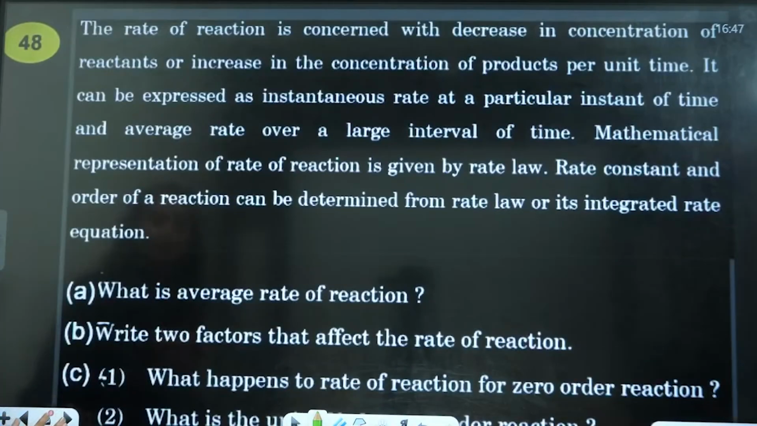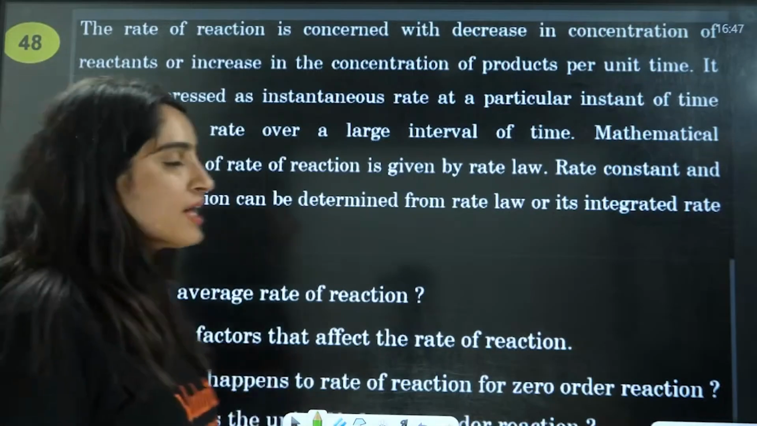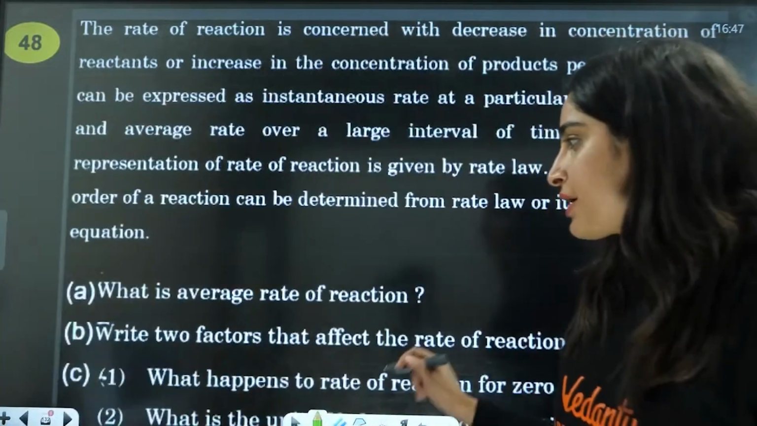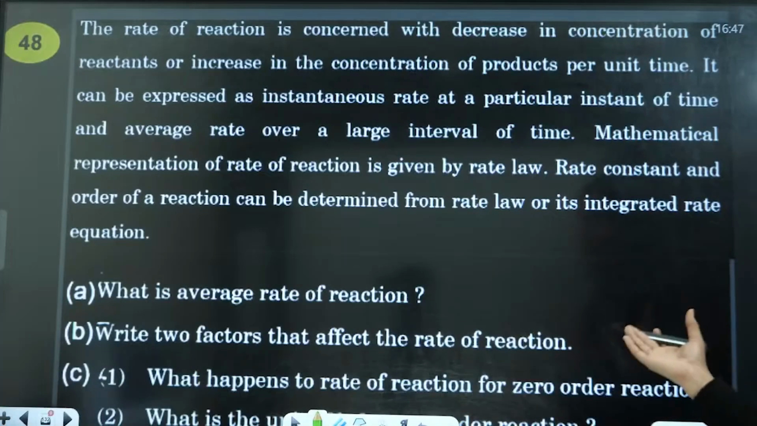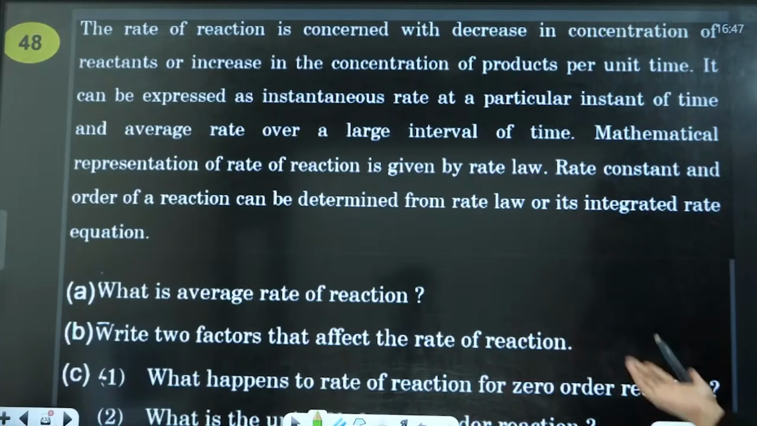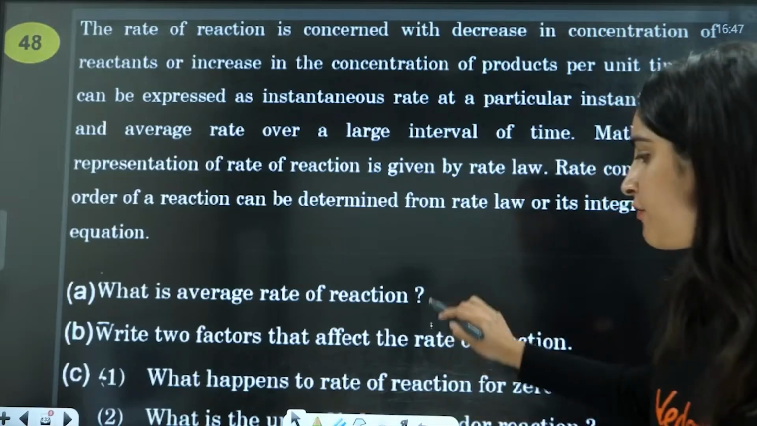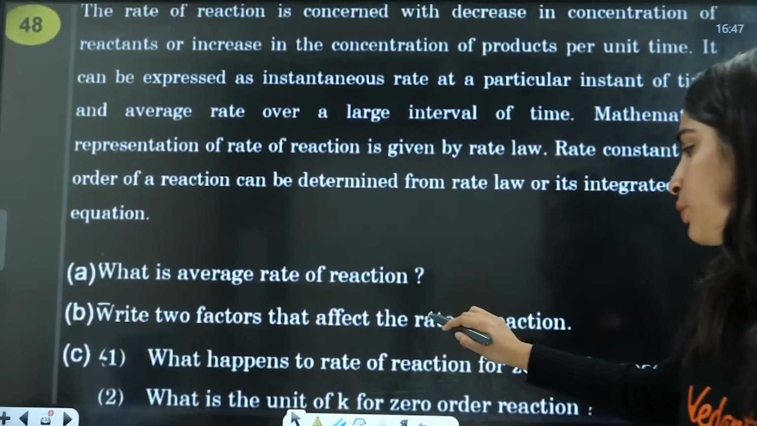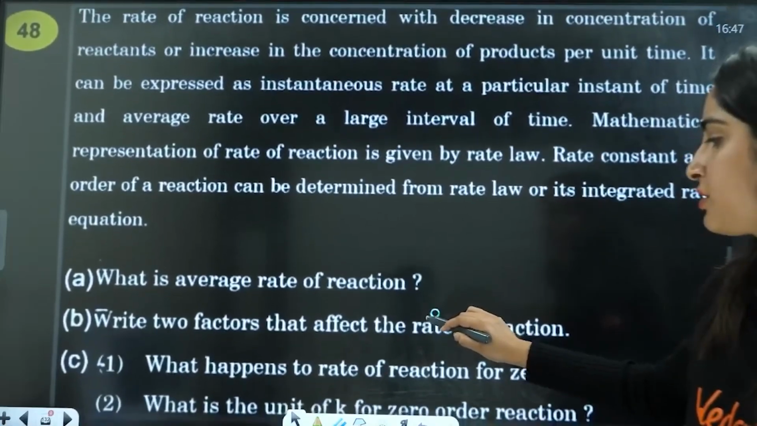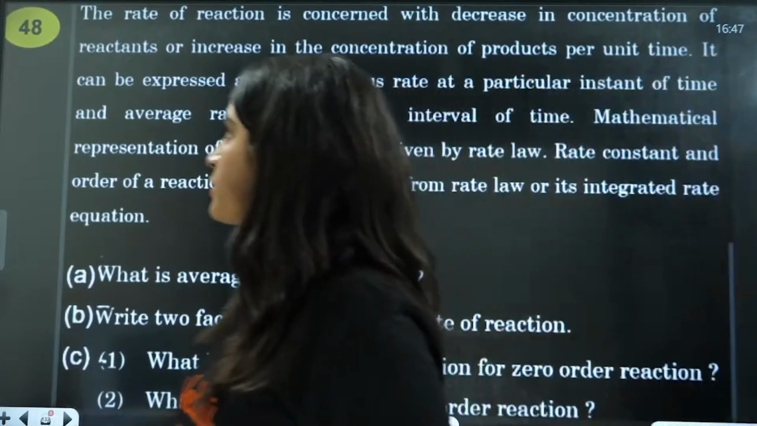Next we have, what is the average rate of reaction? Write two factors that it depends on. What happens when the reaction is a zero order reaction? And then what is the unit of K for the zero order reaction? Okay, now let us see the answer to this.